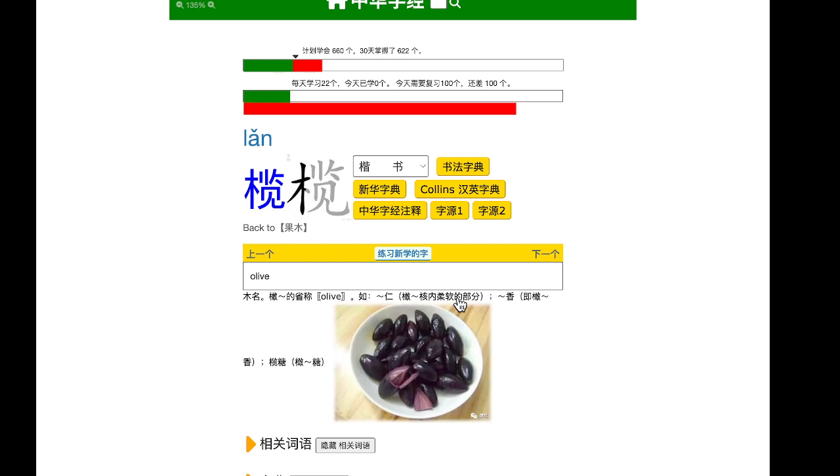whereas the black purpley ones also are called... I don't remember if they're called black or purple, but it's the color, and lan is used. And lan is the one also that's used, the character out of the two of them, which is used for things related to olives. So like lan ren would be the olive pits, and lan xiang is the smell of olives.